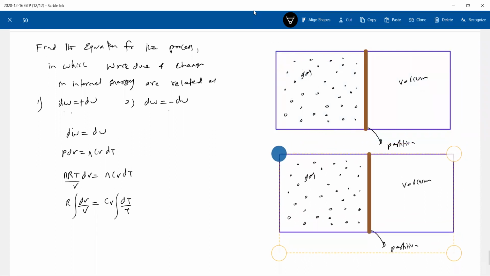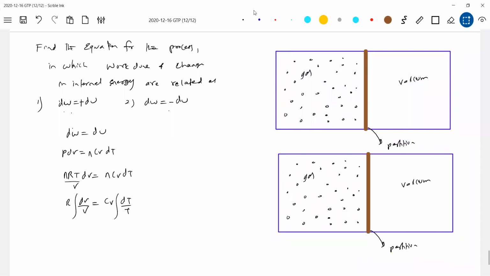Okay, what we do is we'll remove this partition. So what will happen to the gas? Definitely it will spread and it will occupy now the total volume of the container. Earlier, half of the cylinder is what it is filling up. Will you agree? So the same gas now will occupy the total volume of the cylinder. So what is the process the gas is undergoing here?